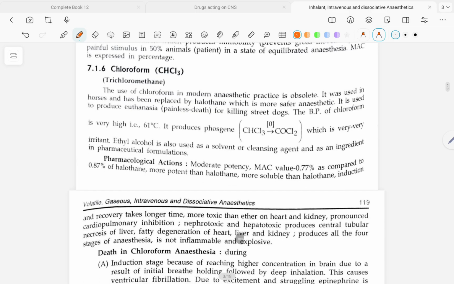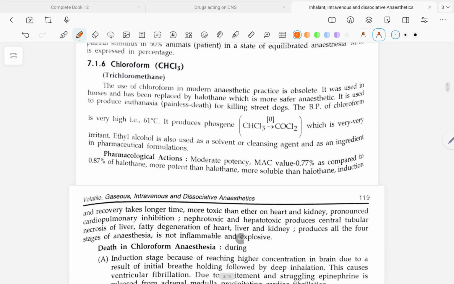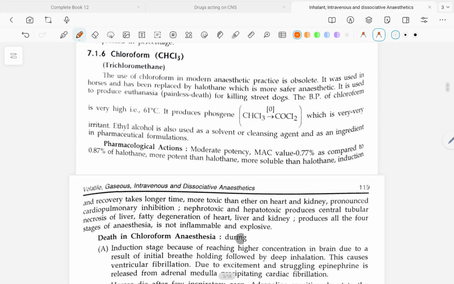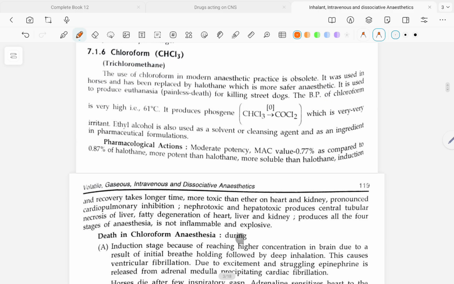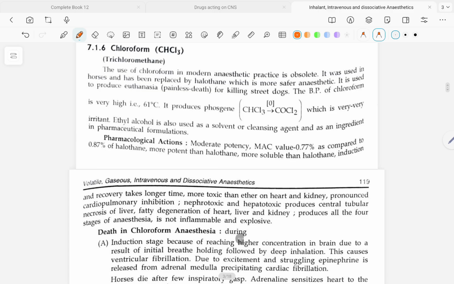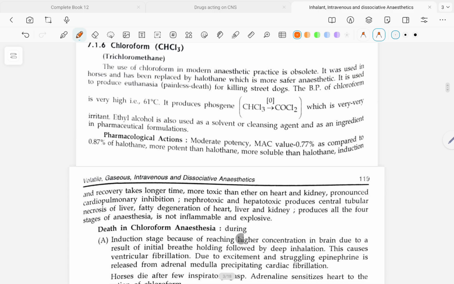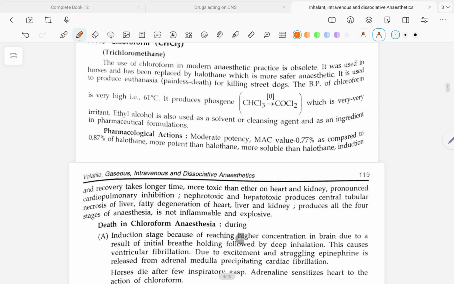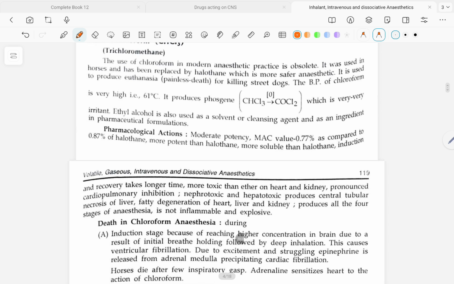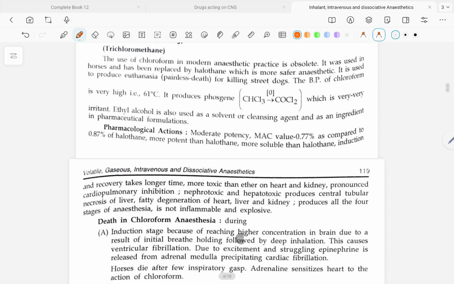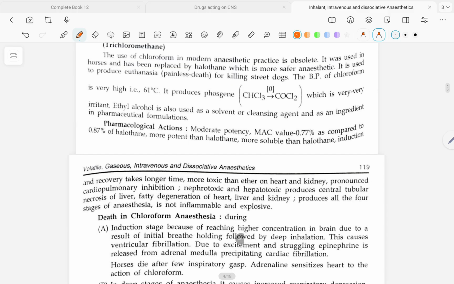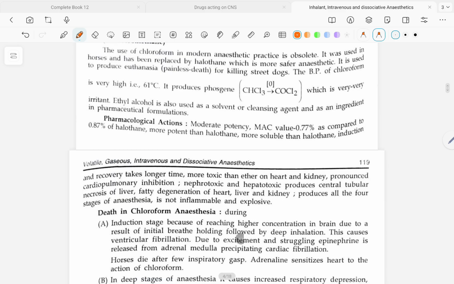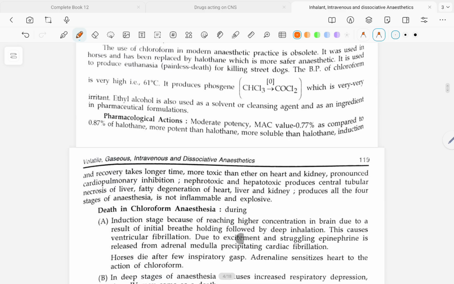Chloroform, CHCl3, trichloromethane. The use of chloroform in modern anesthetic practice is obsolete. It was used in horses and has been replaced by halothane, which is a safer anesthetic. It is used to produce euthanasia, painless death, for killing stressed dogs. The BP of chloroform is very high, 61 degrees Celsius. It produces phosgene, which is very irritant.